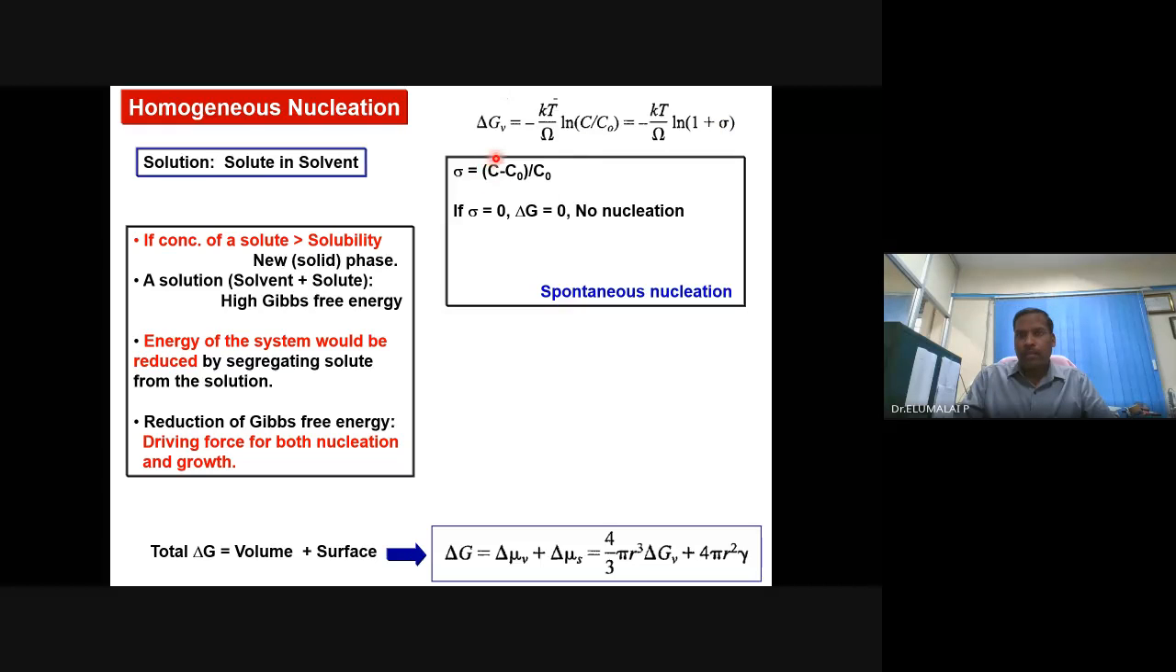What is C? C is the concentration at any time. C0 is the saturation concentration. So if sigma is equal to 0 in this equation, what will happen to delta GV?